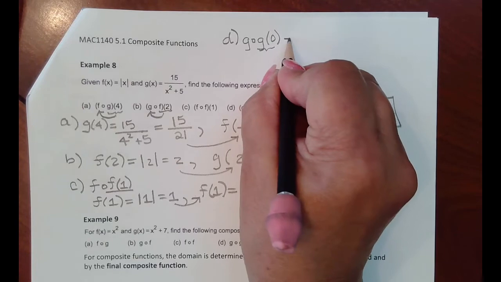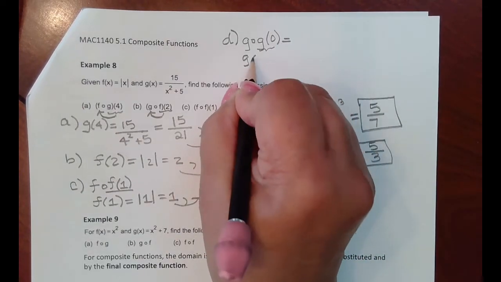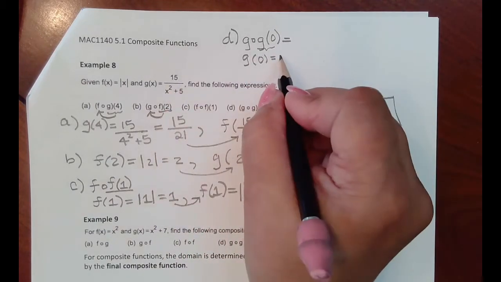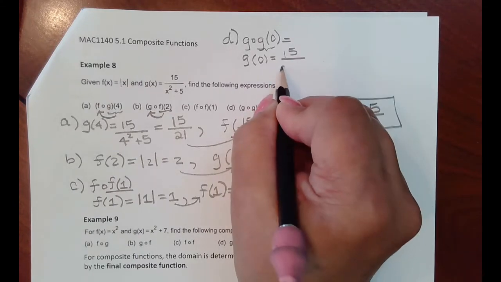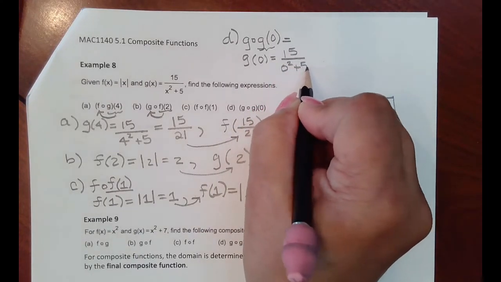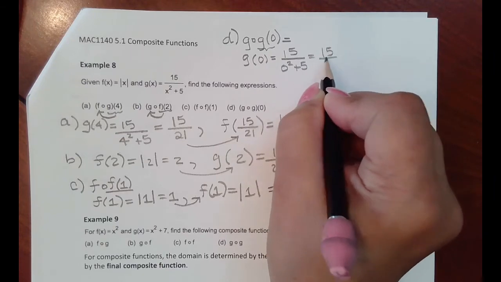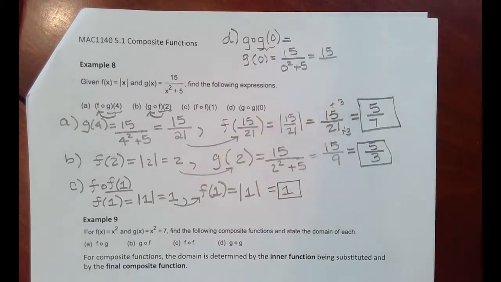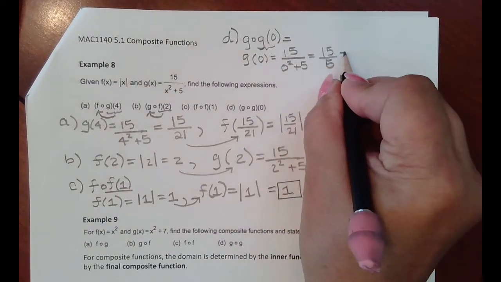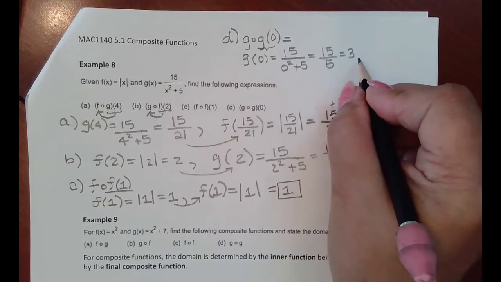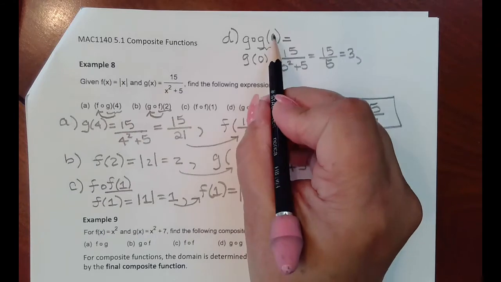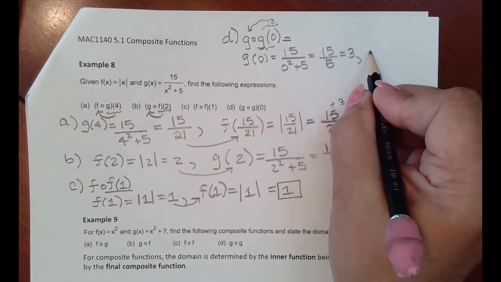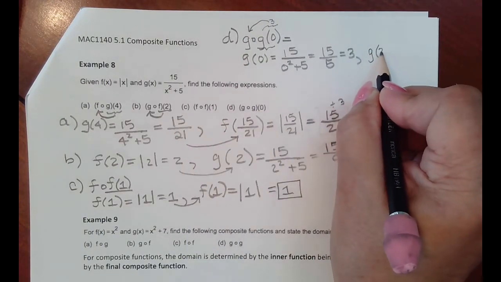Not all the time. Okay, so we're going to do G of 0 first. When you do G of 0, you're plugging 0 into this G function, so it would be 15 over 0 squared plus 5, which is just 15 over 5, because 0 plus 5 is just 5. Whoops, I wrote 3. I'm already thinking of the answer. So that's 3. And then as soon as you get done with that, you're plugging whatever you got here, which was just a 3, into the outer function.